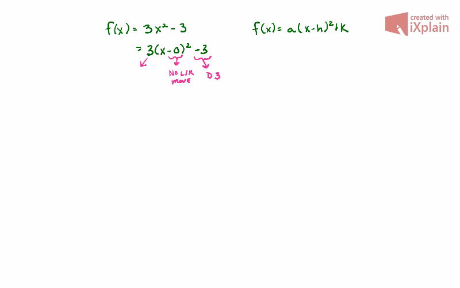The fact that this 3 over here is positive is going to tell you that your parabola will open up. And also, because 3 is greater than 1, your parabola is going to look thinner. Okay? So from here, let's go ahead and generate a coordinate plane.